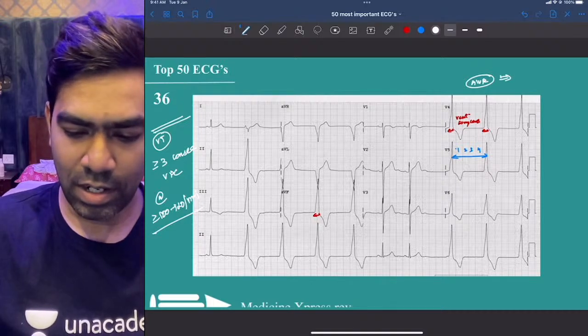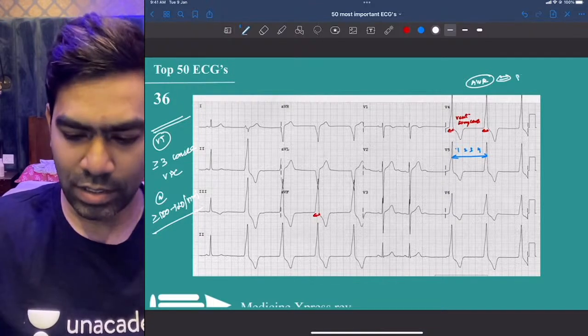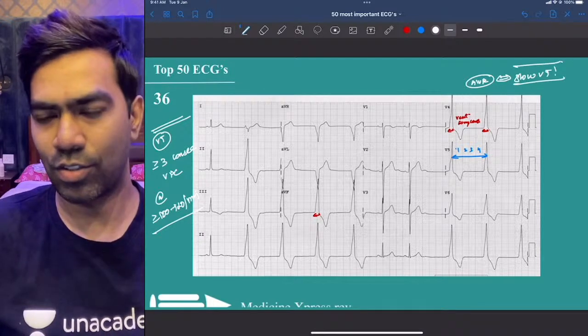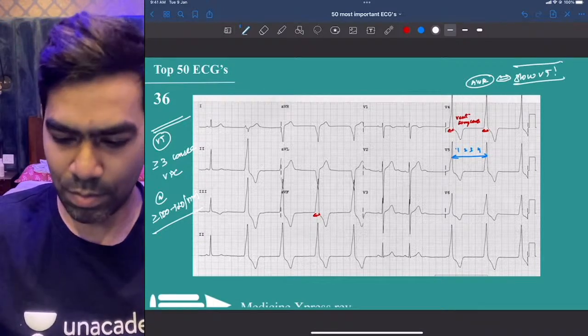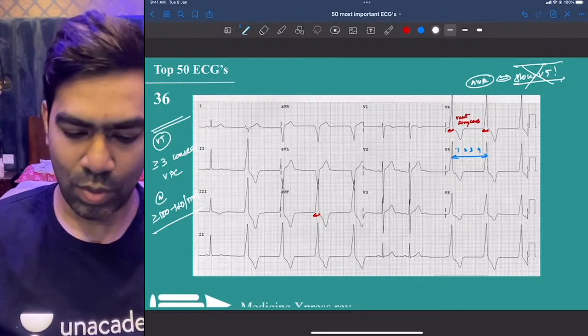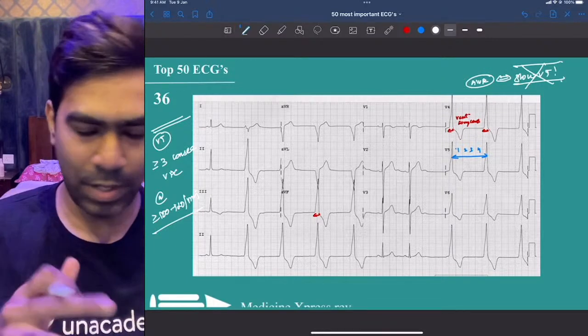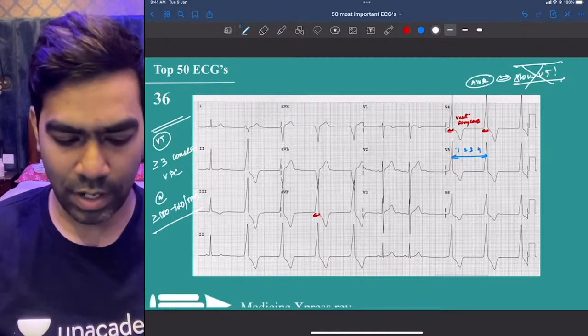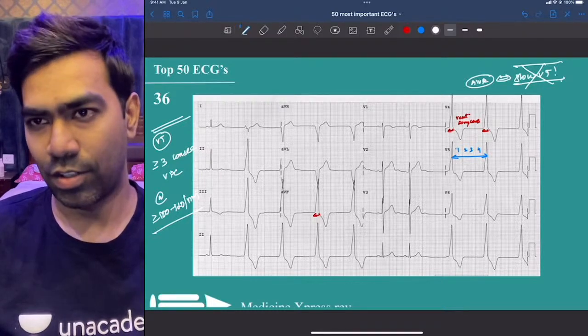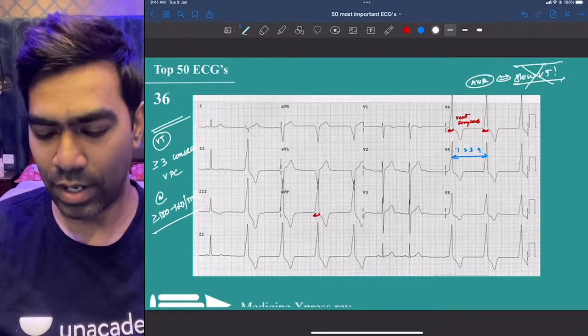But AIVR, indirectly, you can call it a slow VT. You can probably call it a slow ventricular tachycardia. That is what we call AIVR, but this term should be avoided. AIVR is a different rhythm. AIVR means you will have 3 or more consecutive ventricular premature contractions, but they will happen at a normal heart rate. That's why it's called accelerated idioventricular rhythm.